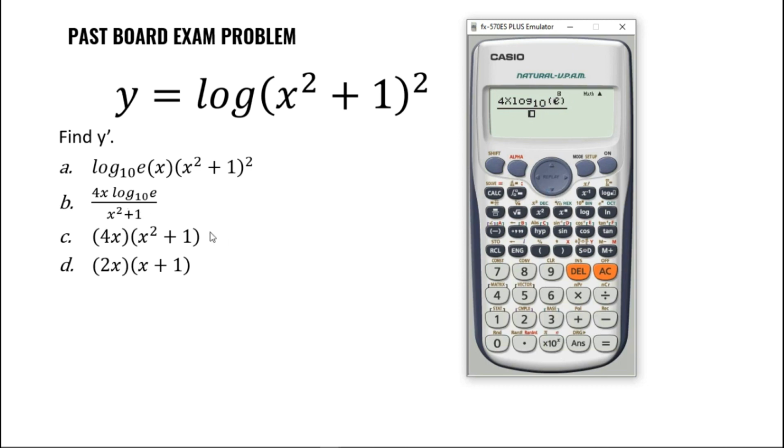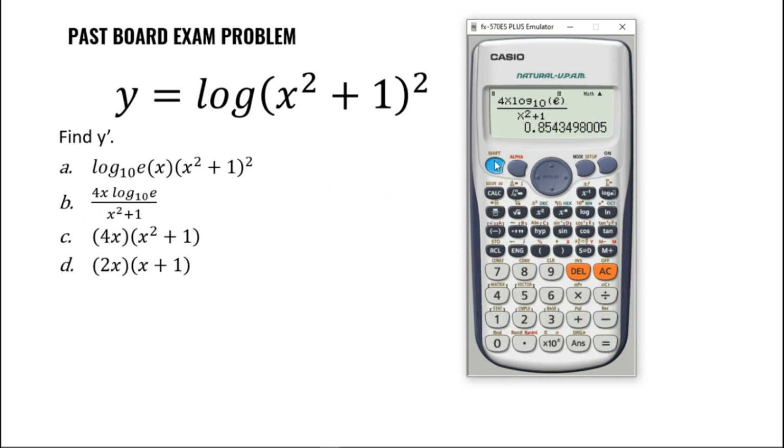Then, input natin yung denominator. So, that is alpha x squared plus 1. Then, CALC. Then, input natin. Of course, ito nakalagay na siya 1.2. So, 0.854. Then, ibig sabihin guys, ito yung answer natin, letter B.